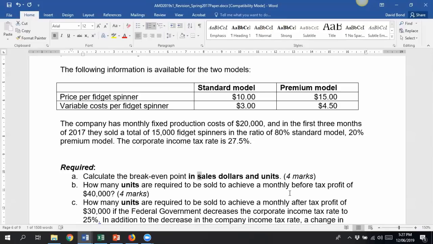Now, that's all units, and we haven't done sales dollars. To get sales dollars, you would then need to split that out to figure out how many of each model you make, and then the easiest is to multiply it by the price.